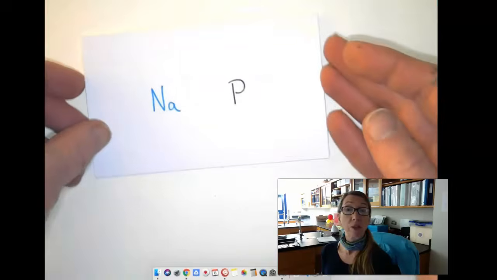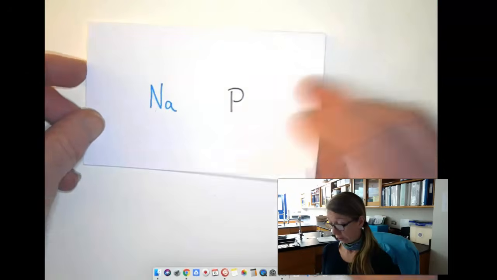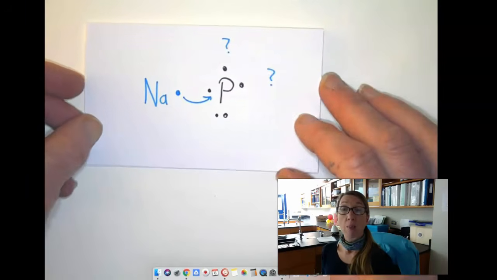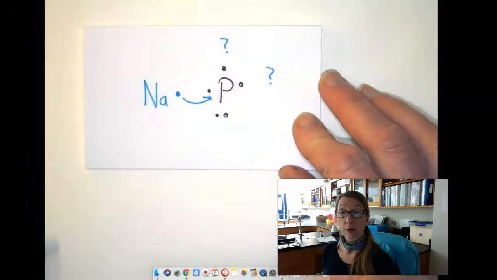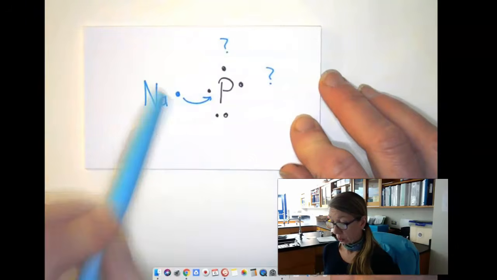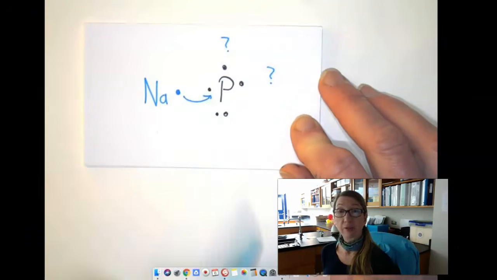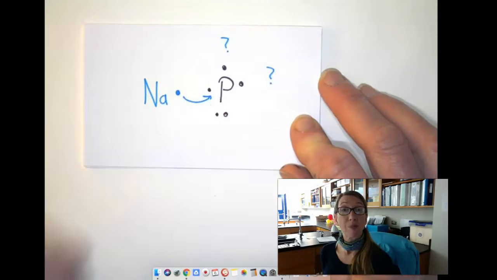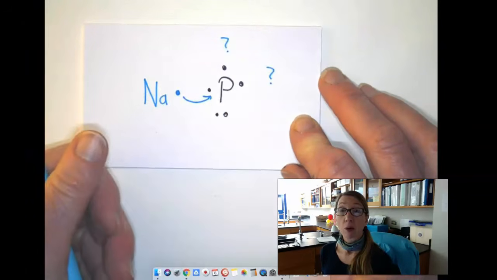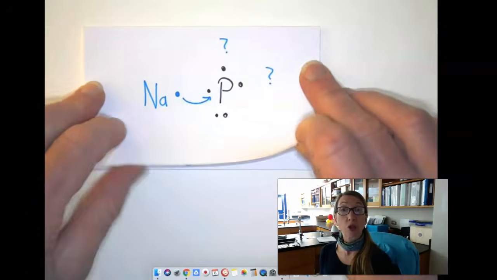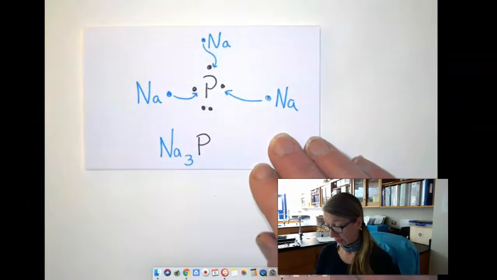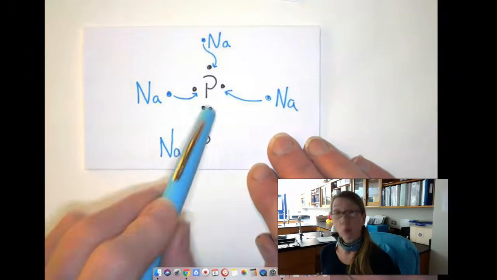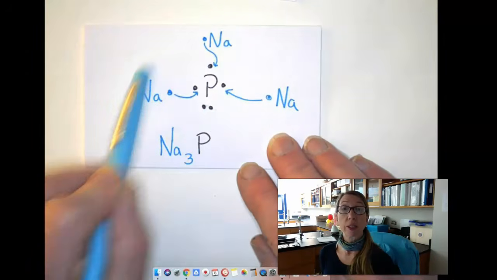Let's try a different situation, sodium and phosphorus. I started out with my electron dot diagram. Sodium has 1 valence electron, phosphorus has 5, so sodium will give 1 away. Sodium's good, but what about phosphorus now? Well, phosphorus still needs to attract 2 more electrons to become stable. So what are we going to have? Well, for every 1 phosphorus, we need 3 sodiums.